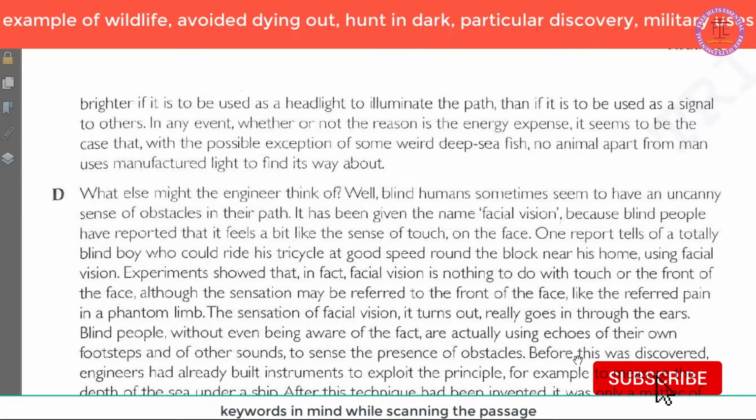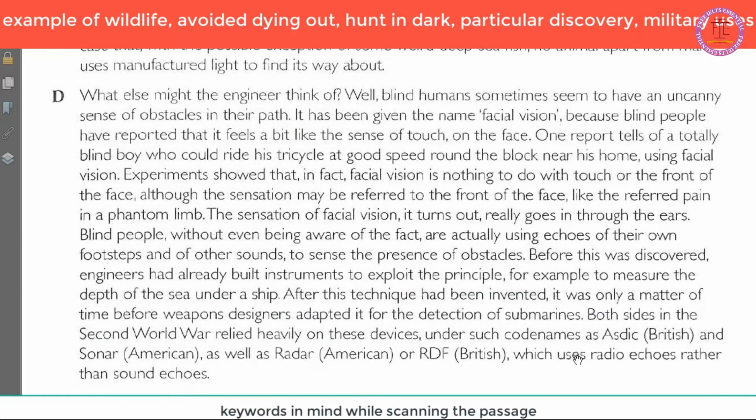So in this passage I have found no information about question number 4 or 5. Let's move to passage D. What else might the engineers think of? Well, blind humans sometimes seem to have an uncanny sense of obstacles in their path. So it has been given the name facial vision because blind people have reported that it feels a bit like the sense of touch on the face. A report tells of a totally blind boy who could ride his tricycle at a good speed round the block near his home using facial vision.